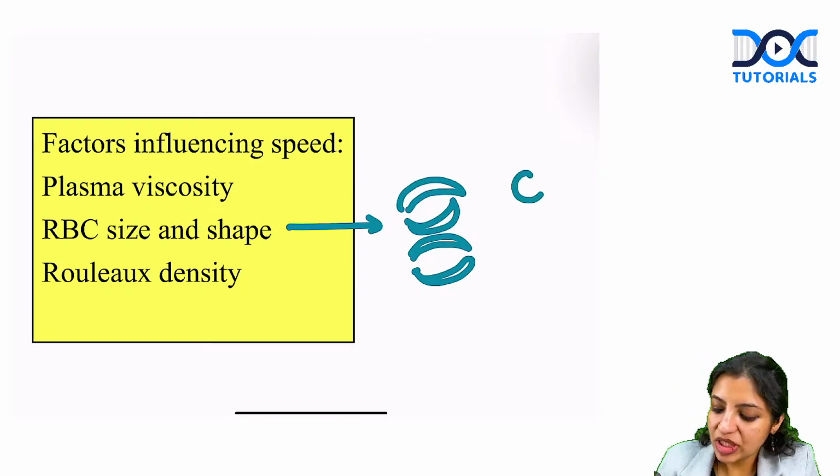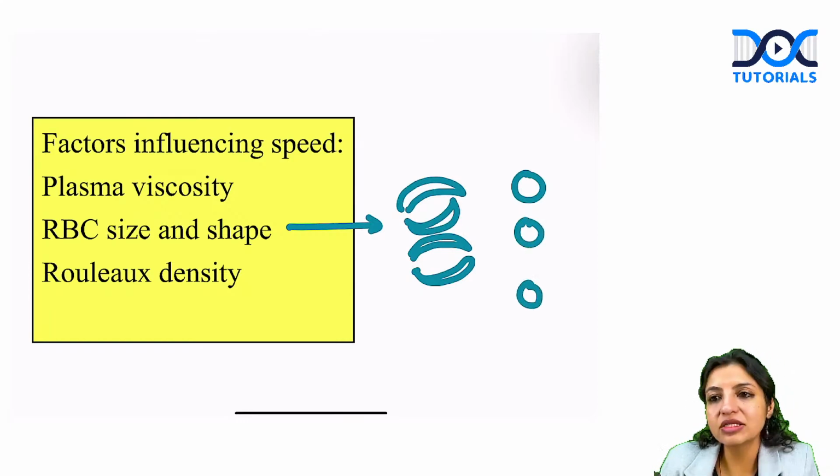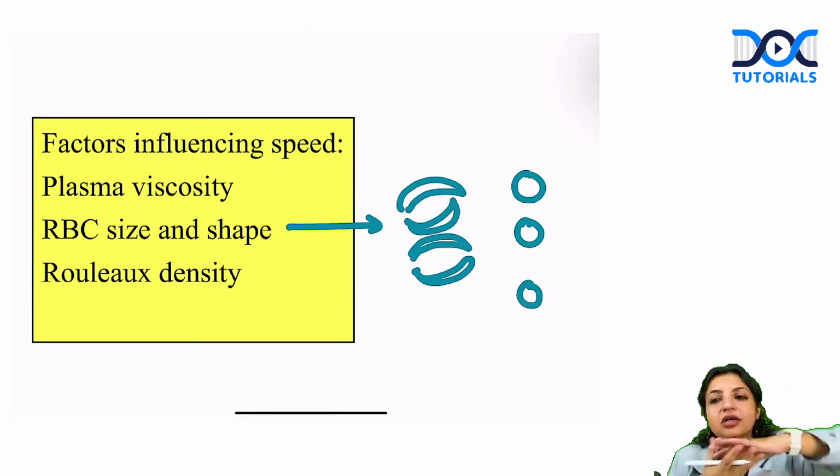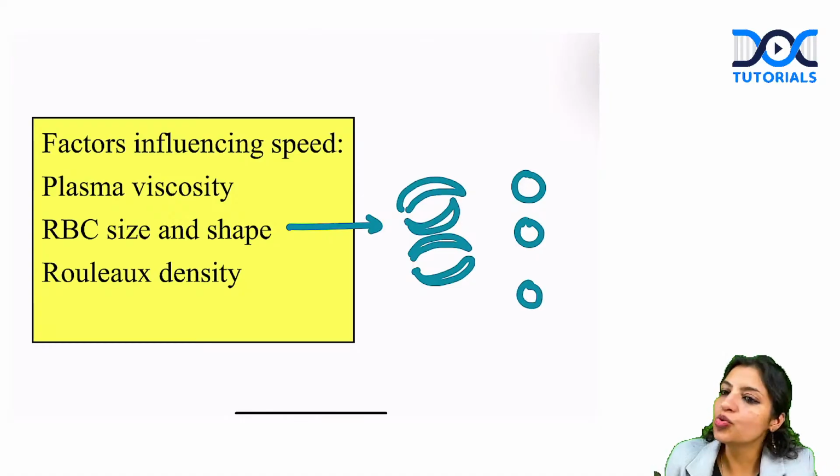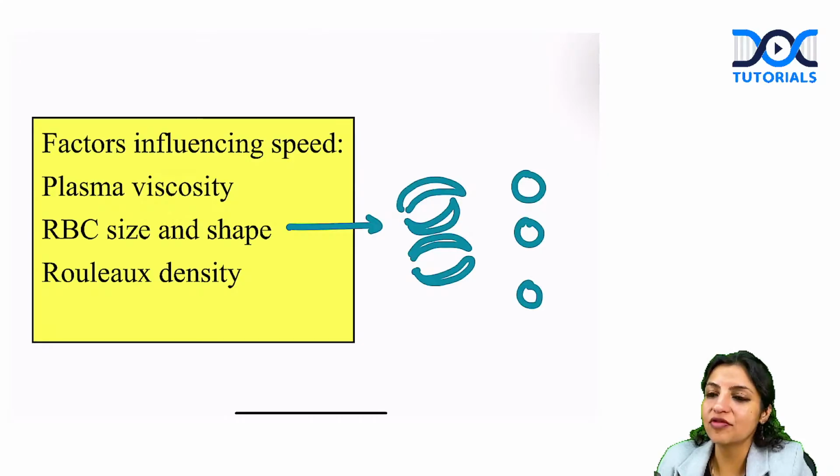Suppose there are spherocytes. Spherocytes will never come together and pack. They can't pack, so again, no rouleau. No rouleau means no weight. No weight means it will not fall down. So again, your ESR will be low.